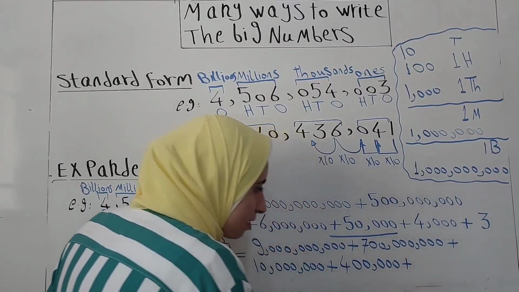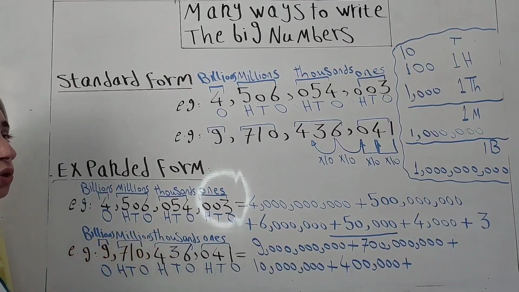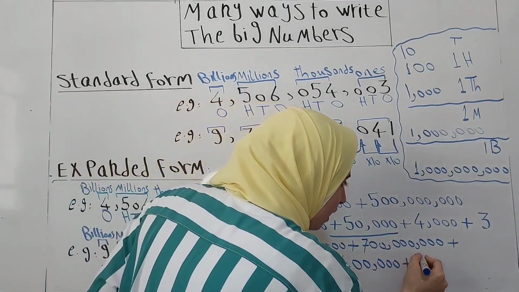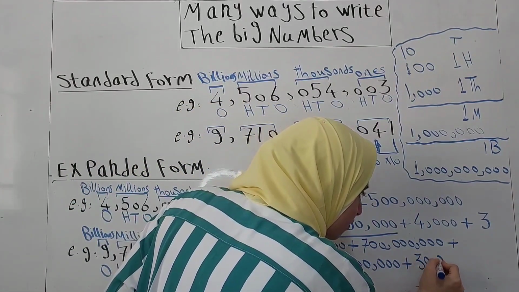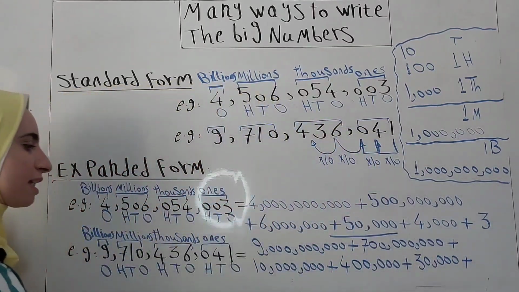Then we write plus sign. The next digit is 3. 3 is in the 10,000 place. So we need to write 30,000. At the first we write 30, then 3 zeros for thousand.